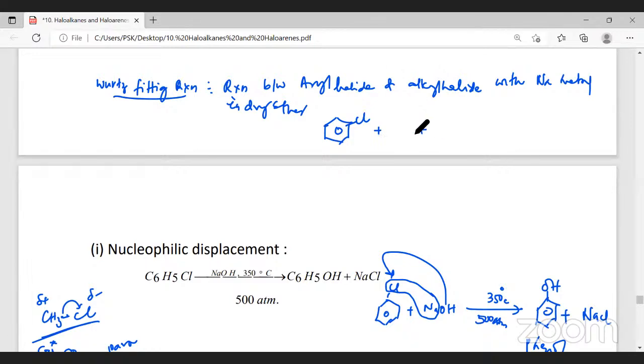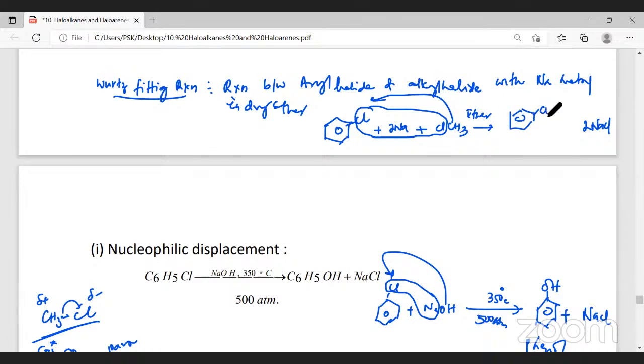Take an aryl halide and an alkyl halide, say methyl chloride, CH3Cl. When this is heated with sodium metal in dry ether, what happens? This Cl and this Cl will react with Na to form NaCl. And in place of Cl, what goes? CH3 goes. So you get toluene.